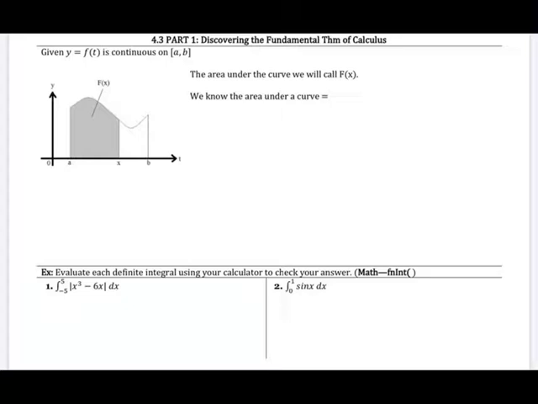Today we're going to talk about the fundamental theorem of calculus. This theorem is basically what allows us to evaluate an integral that has upper and lower bounds. We're going to talk about how to do that with a calculator, and we're going to talk about how to do that by hand.